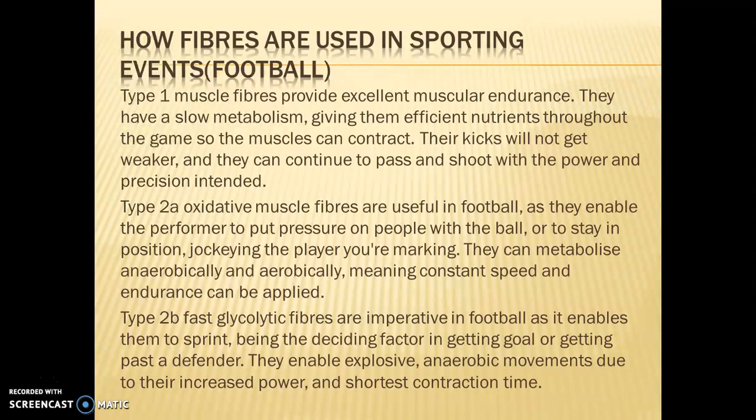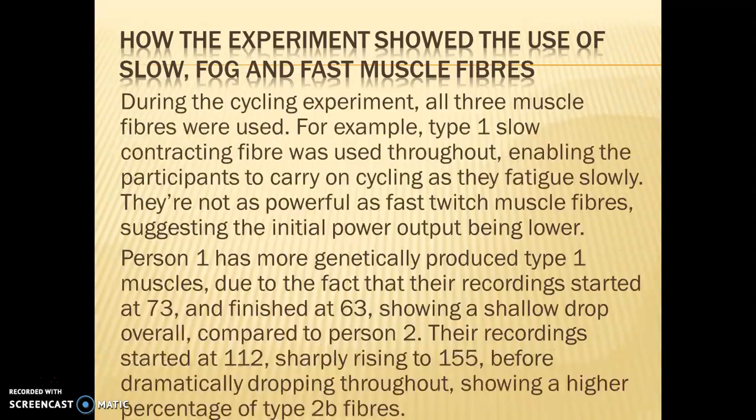Type 2B fast glycolytic fibres are imperative in football as they enable players to sprint, being the deciding factor in getting a goal or getting past the defender. They enable explosive anaerobic movements due to their increased power and shortest contraction time, meaning they can complete more contractions, increasing limb movement. If they did not have any Type 2B muscle fibres, then the attacker would not be able to beat the defender and would get tackled and not score a goal and contribute to the team.